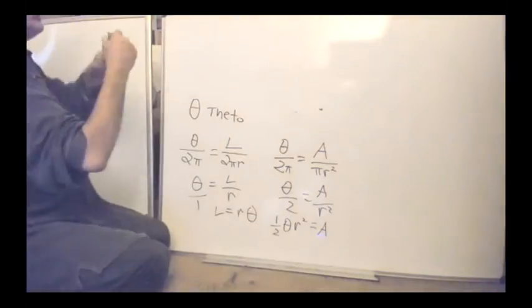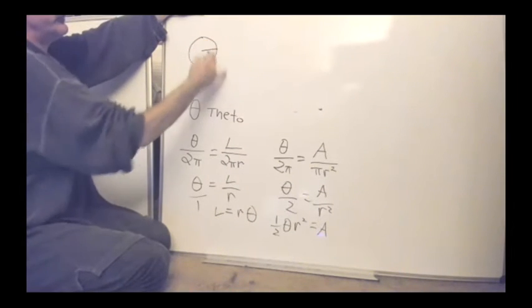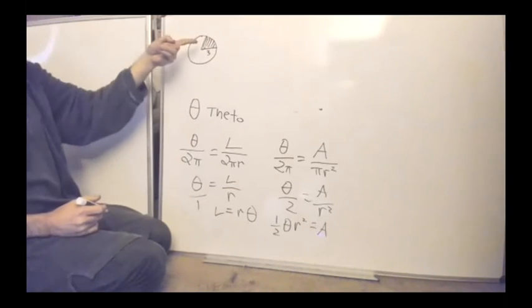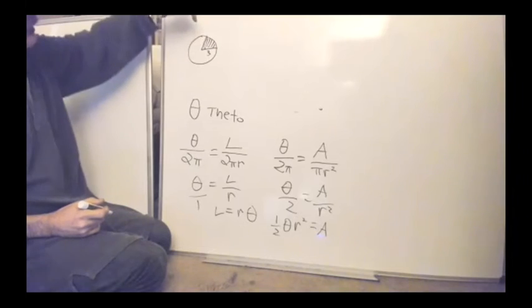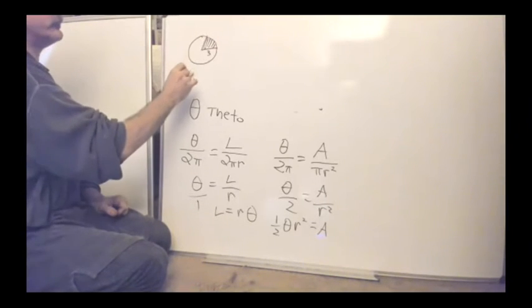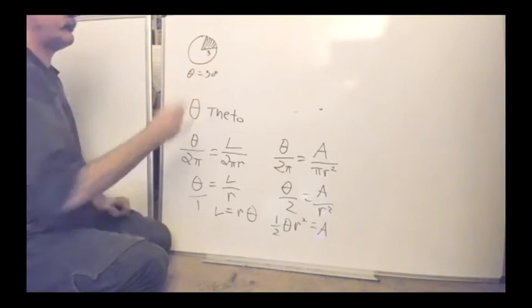All right, so let's say that we had a circle and we were told that the radius was 3. Let's find the area of that sector and the arc length of that sector if we're told that the central angle is, let's just say, 30 degrees.